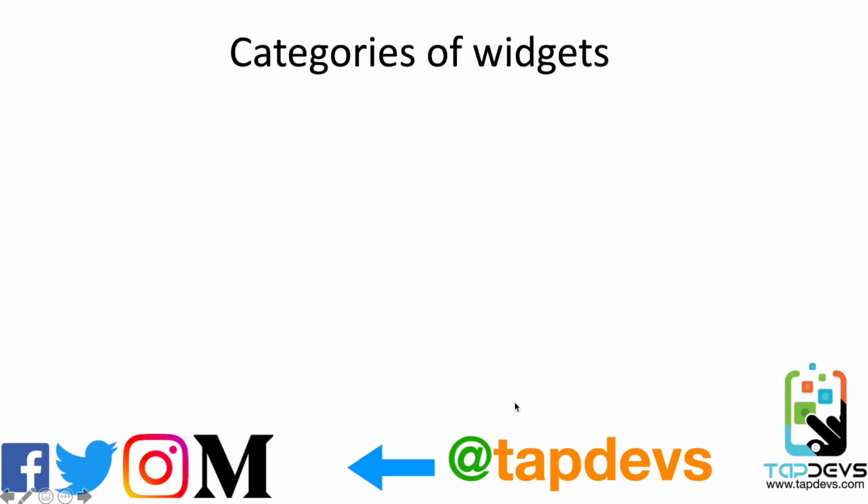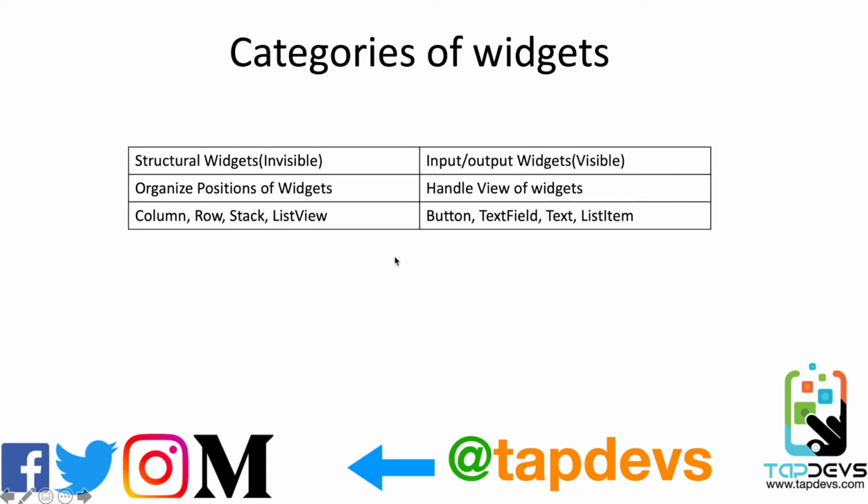I like to define widgets in two categories, like there are two kinds of widgets that can be visible and invisible. As you can see, the invisible ones are the structural widgets, and they are used to organize positions or define the structure of a list of widgets. And the second category is input output, that is used to input the values or show the output, and they are usually visible to the user.